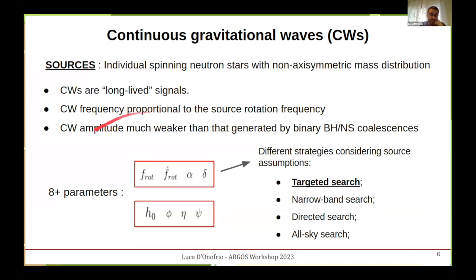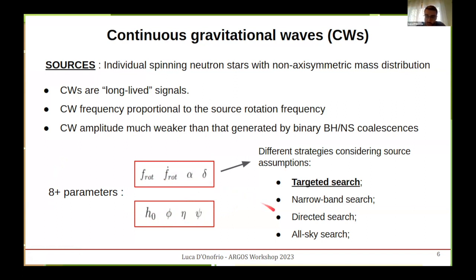In general, you need at least 8 parameters to define a continuous signal: the rotation frequency, how this changes in time, and the sky source position. Then you have the amplitude, the initial phase, and the polarization parameter that define the gravitational wave. According to our knowledge about the source, this means our knowledge about the rotation parameters and the sky position, we can perform different analyses, different searches for this kind of signal.